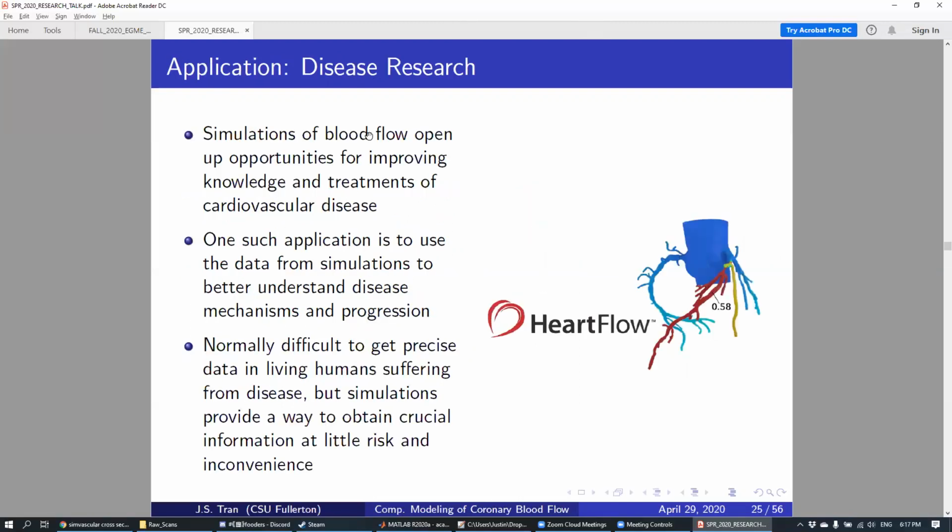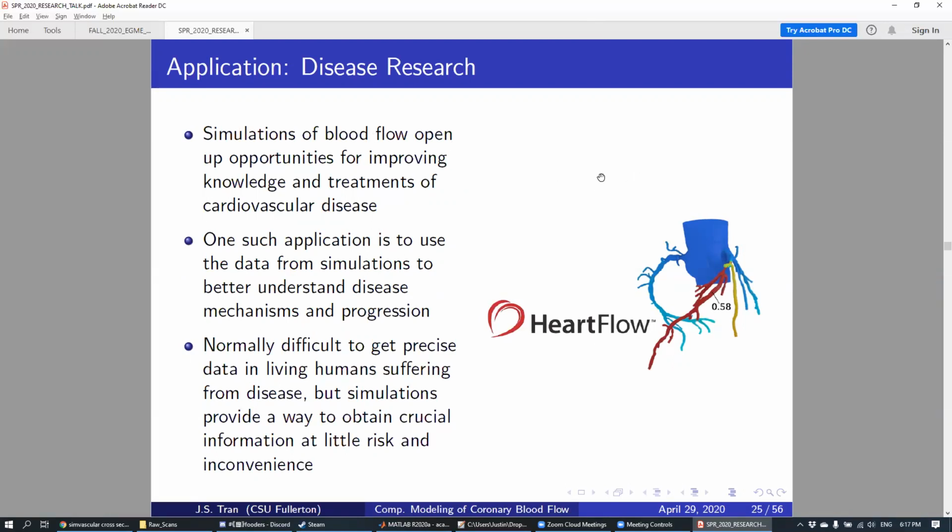Okay. All right. So let's talk about some applications. Okay? And so all we've done up to this point is just gone over the theory and the general methods for these cardiovascular simulations. But let's talk about how people actually use this in practice. Okay. And so the first area that's used is for disease research.